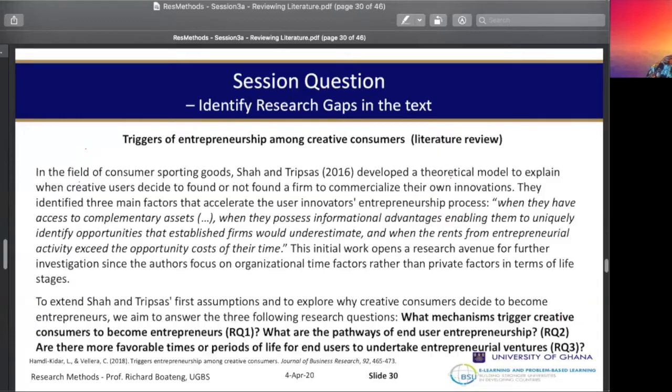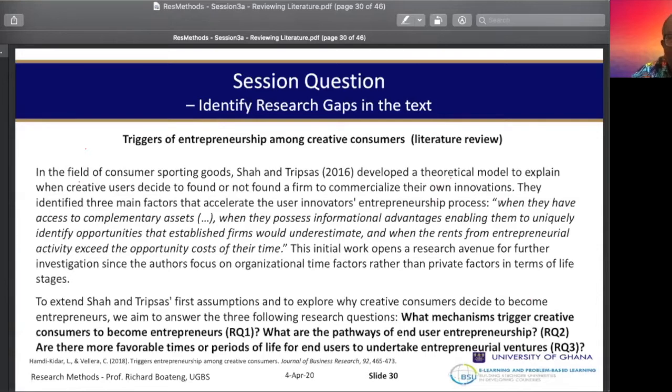Okay. Now, let's look at this. This is another set of gaps. Now, you see, the first one has to do with the issue gap, the fact that we don't know much about user entrepreneurship. Now, see how he moves from an issue gap to a theory gap. Look at what he's saying here. In the field of consumer sporting goods, Shah and Tripsas developed a theoretical model to explain when creative users decide to found or not found a firm to commercialize their own innovations.